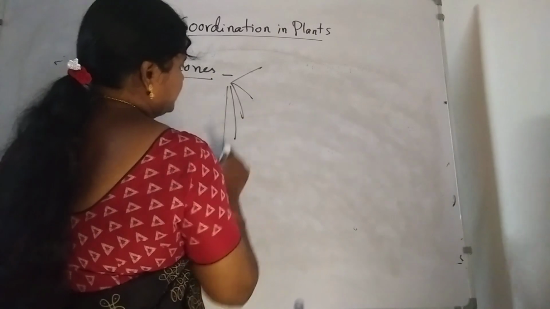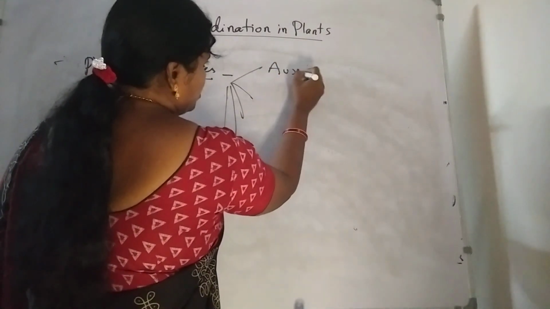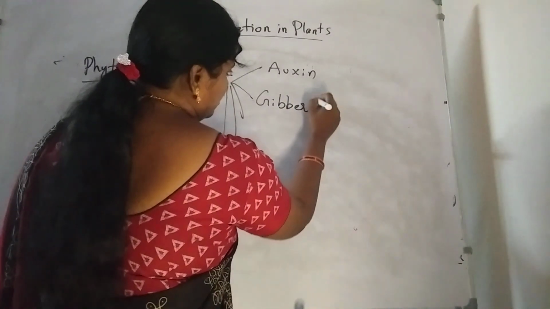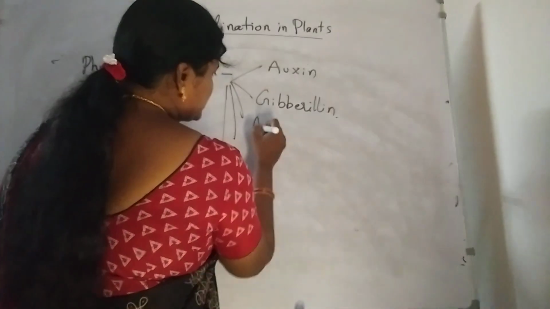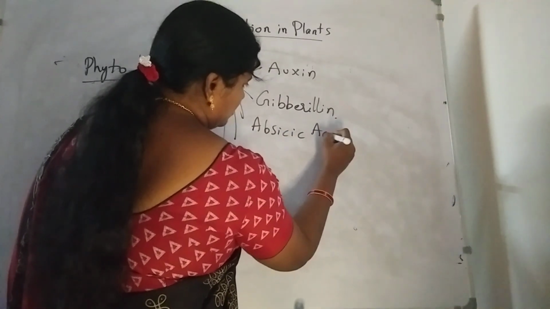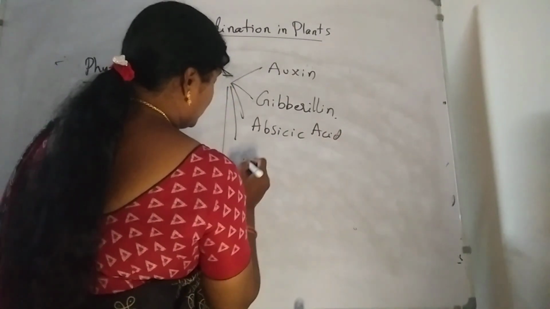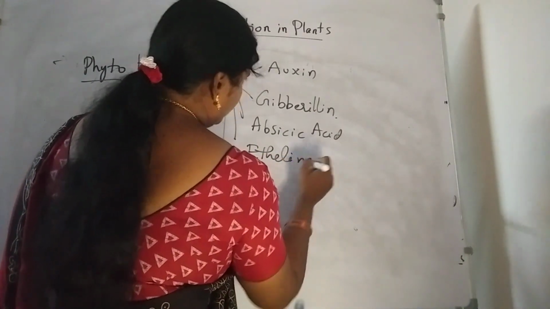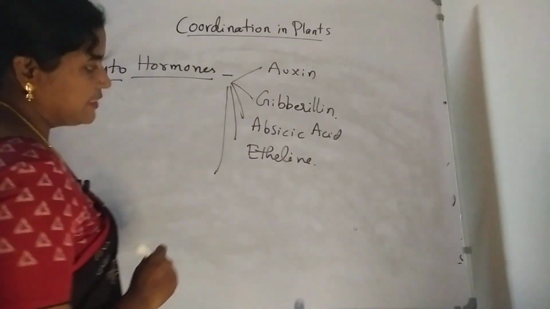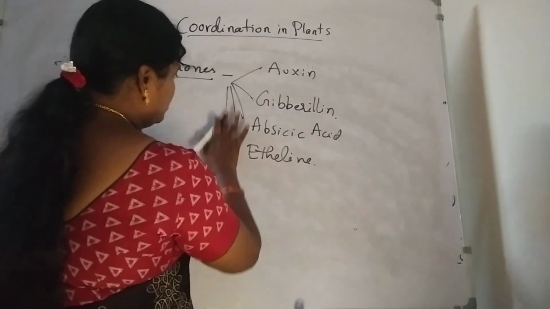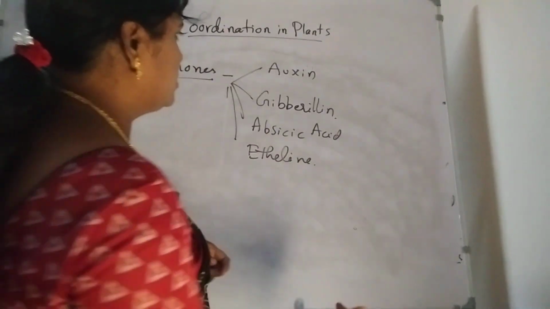Phytohormones are of five types: auxins, gibberellins, abscisic acid, ethylene, and one more.